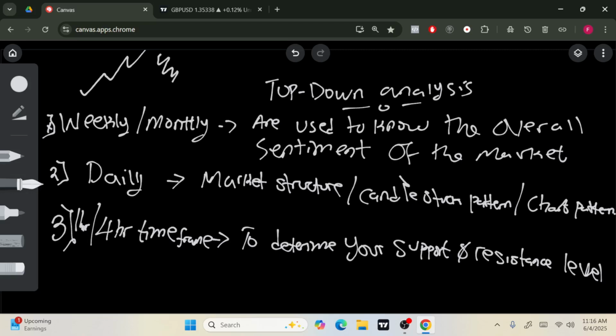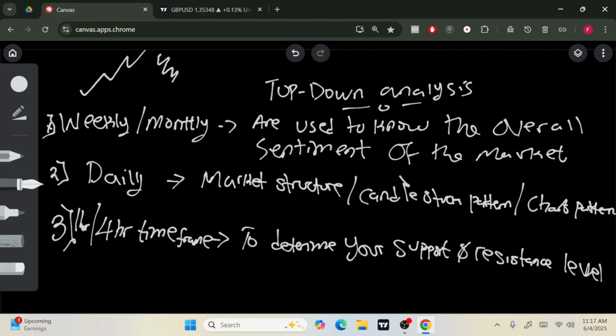And I've now come to a conclusion that if I am to look at my overall sentiment, I can see that on my weekly and monthly time frame. I can't come to daily, 1 hour, or 4 hour, because they are what? They are smaller time frames. I can't get the whole picture of what is happening in the market. Now, weekly time frame, knowing the overall sentiment of the market.